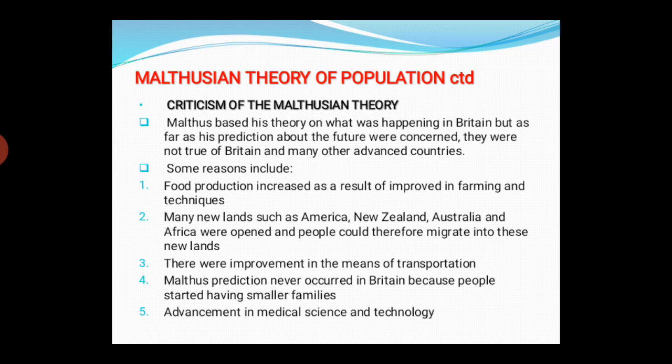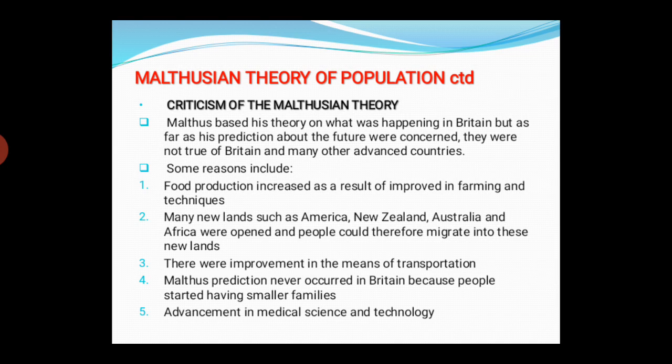Number three, there were improvements in the means of transportation, which made it easy for food and raw materials to be transported from the new lands to Europe. So he did not say this as well. And so this improvement in means of transportation led to an increase in food supply, an increase in consumption, and a higher standard of living.